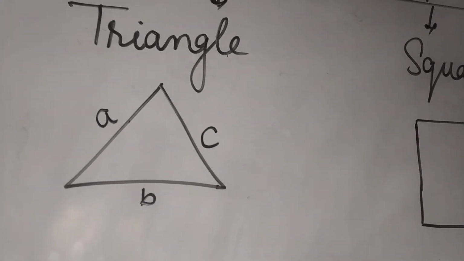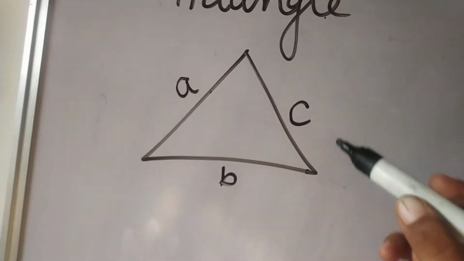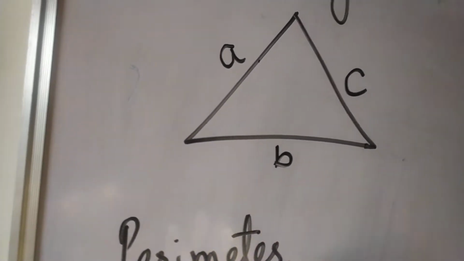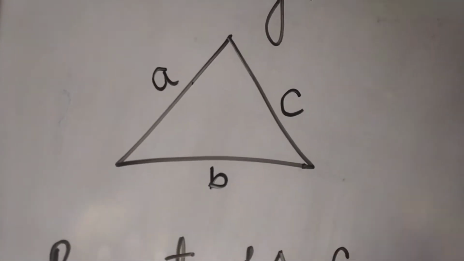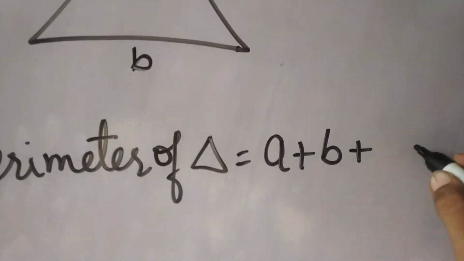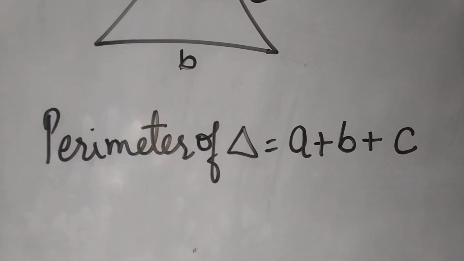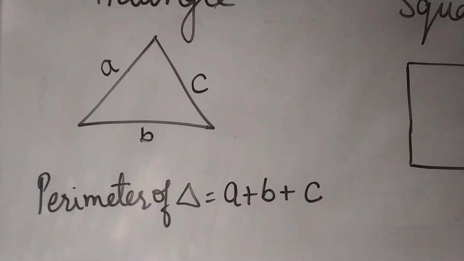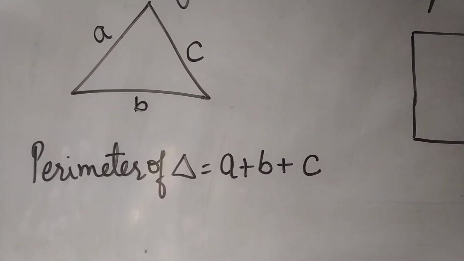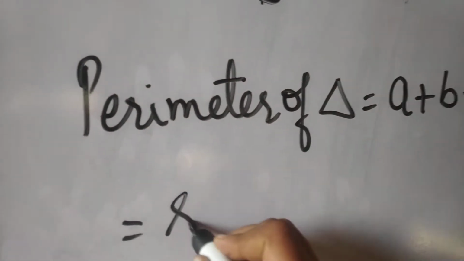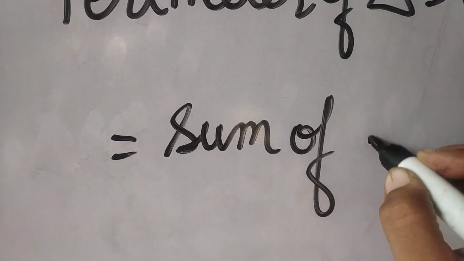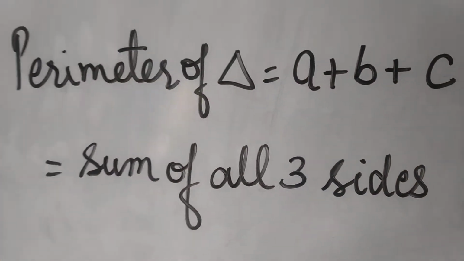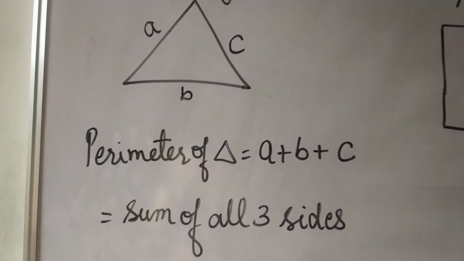As we know, perimeter is the sum of all the sides. So here I can write perimeter of triangle is side A plus side B plus side C. Right? So here the formula comes: the sum of all its sides is the perimeter of the triangle. Or I can write, the sum of all 3 sides of a triangle is equal to its perimeter.